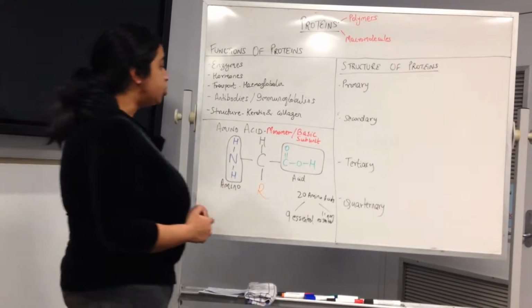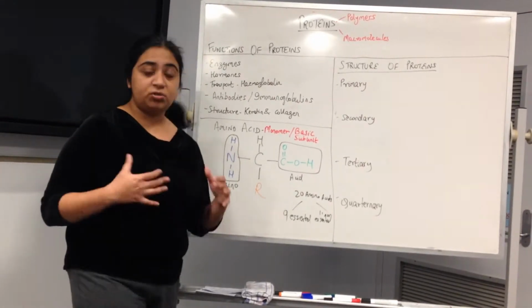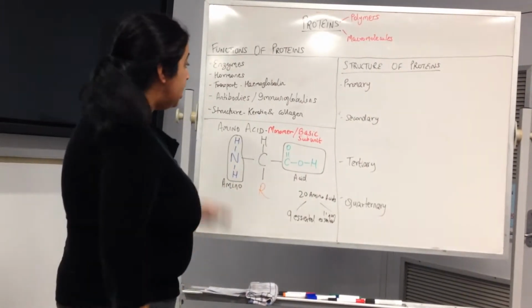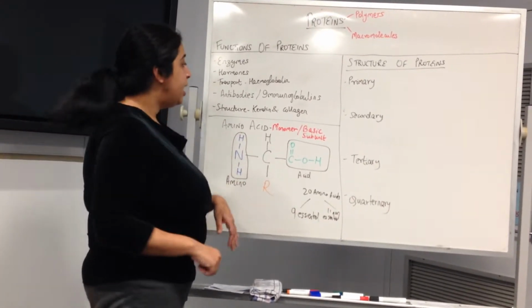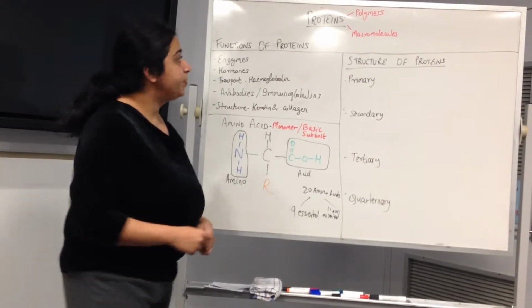And we also have structural proteins, and these are the ones that provide structure and stability to different parts of the body. Two examples of structural proteins are keratin, which is found in our nails and in our hair, and collagen, which is connective tissue.